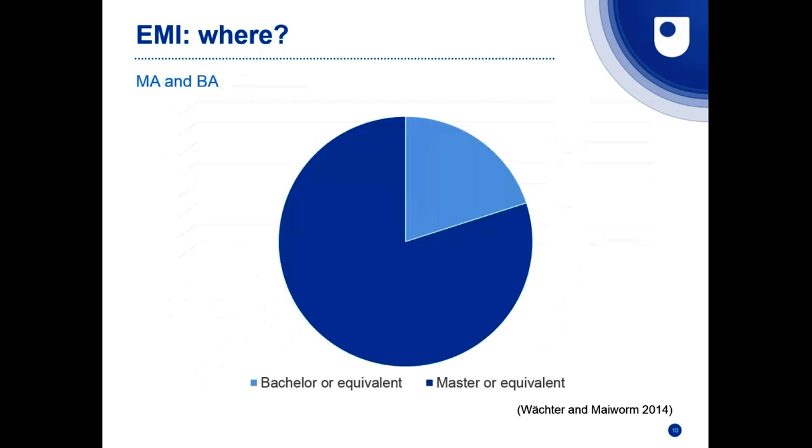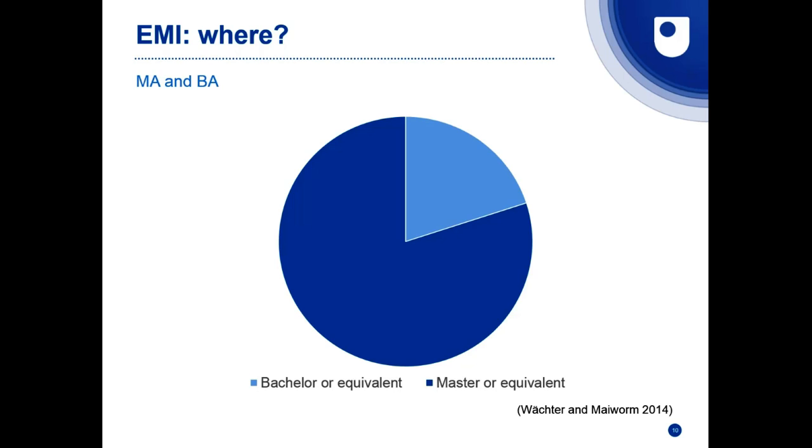And the third main type of variation that exists in EMI programs is probably between educational level. So unsurprisingly, perhaps, most EMI happens at master level, which is about 80% of all EMI, and only 20% at bachelor level.